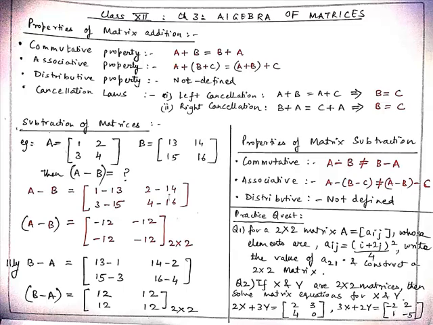Now we'll see some properties of matrix subtraction. Our first property is commutative. It is very, very important that subtraction of matrices does not follow commutativity, in which A minus B can never be equal to B minus A. Similarly, students, it will also not follow the property of associativity, in which A minus bracket B minus C is never equal to A minus B minus C. And here also, students, again, we will not apply the distributive property in matrix subtraction.